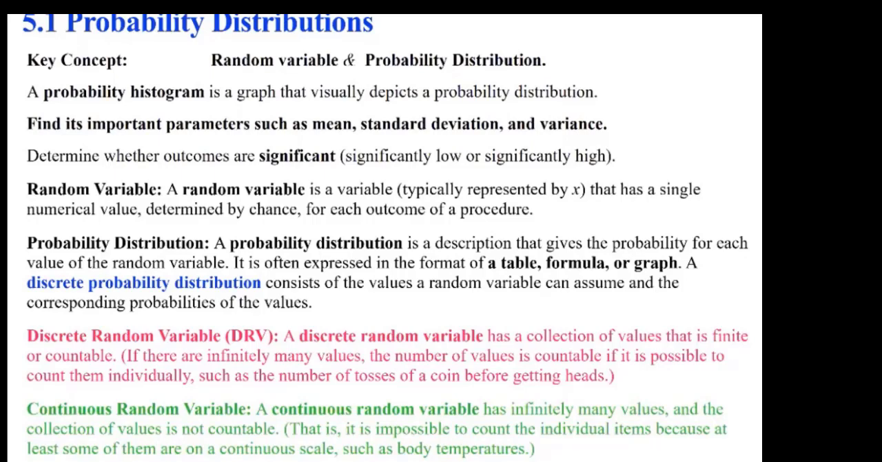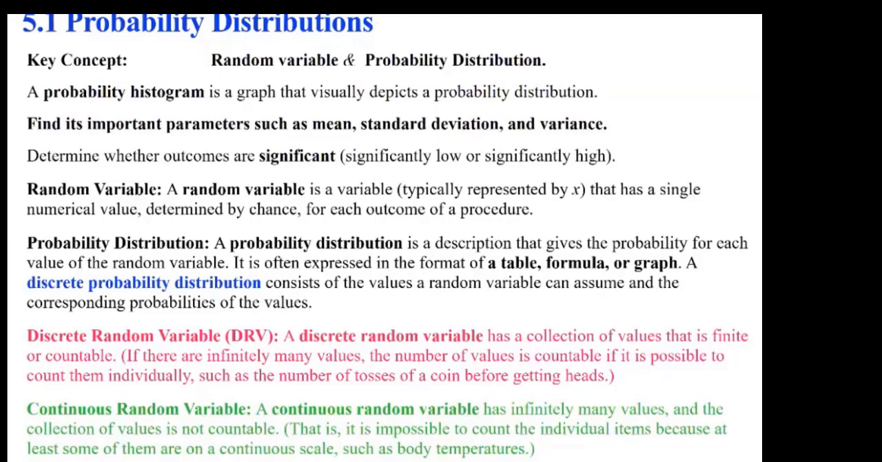The next one, discrete random variable, and remember we're going to use DRV for short. A discrete random variable has a collection of values that is finite or countable. If there are infinitely many values, the number of values is countable if it is possible to count them individually, such as the number of tosses of a coin before getting heads.